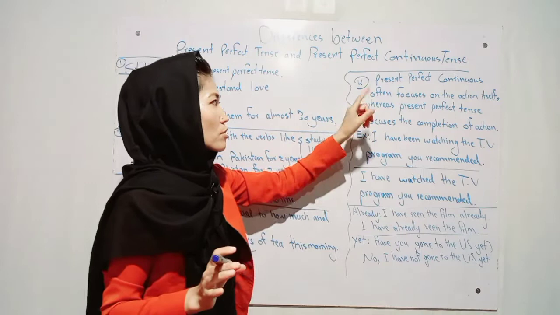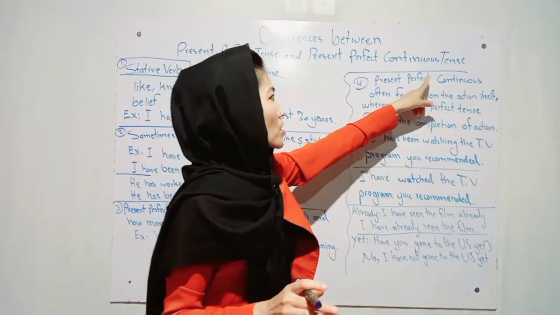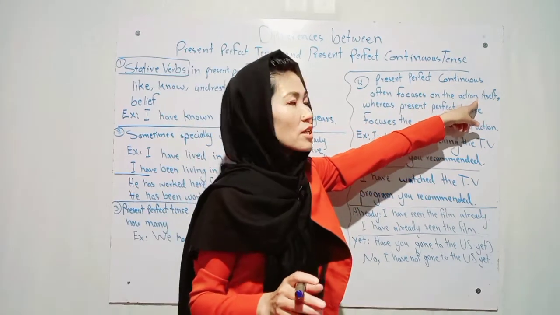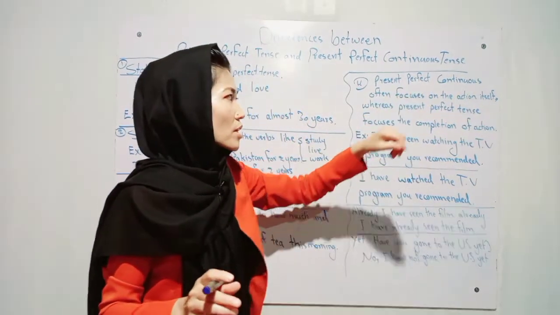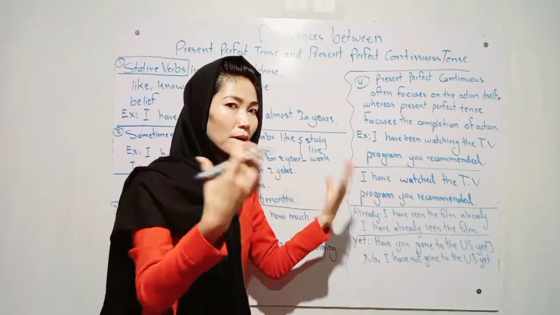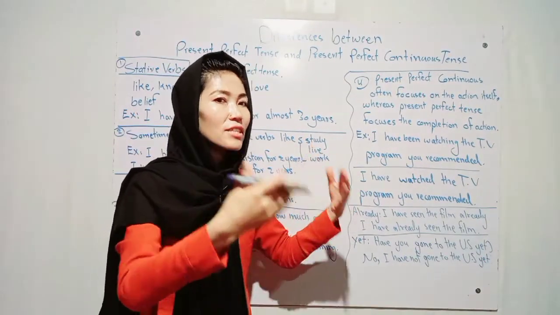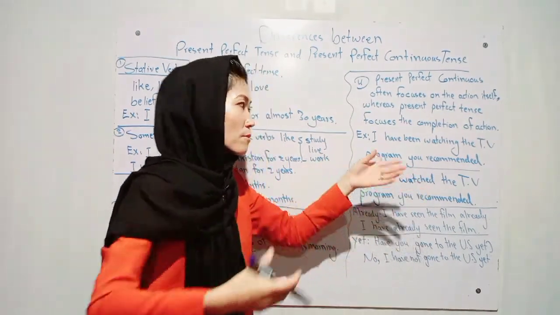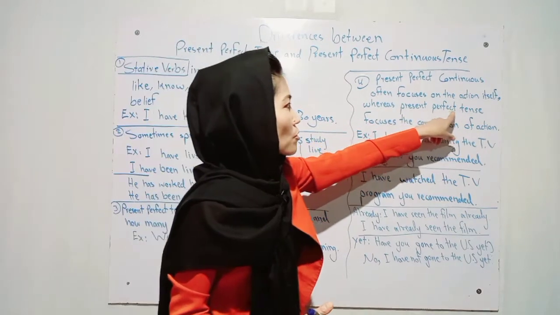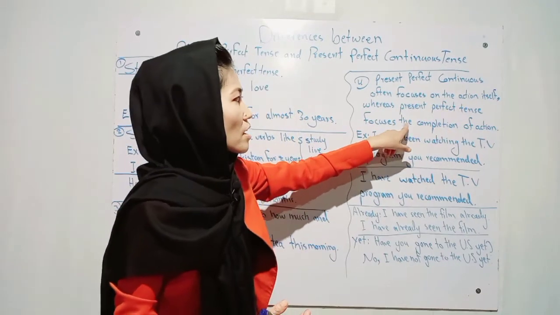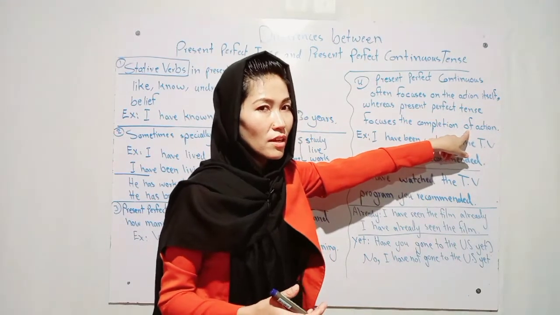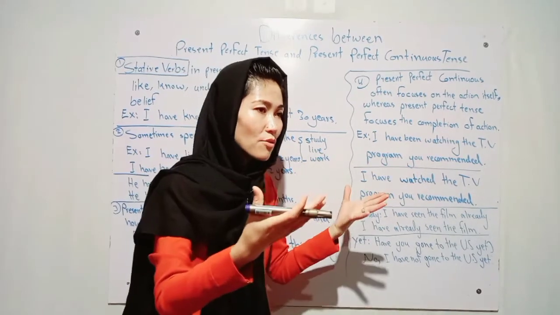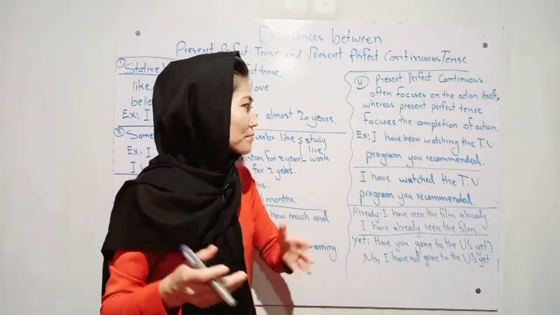Rule number 4: present perfect continuous tense often focuses on the action itself. Its main purpose is to focus on the action that is ongoing up to now, and maybe it is going to the future. Whereas present perfect tense focuses on completion of action. Present perfect tense talks about the action that's completed.